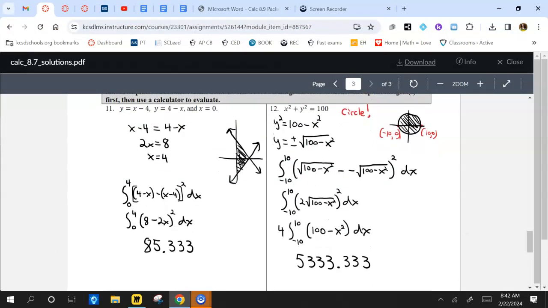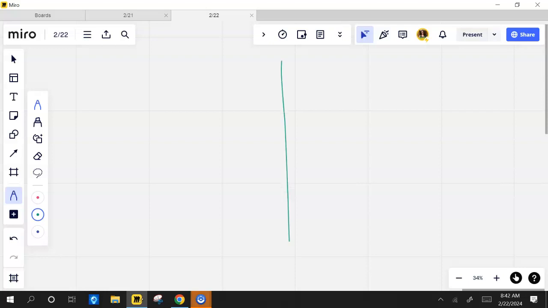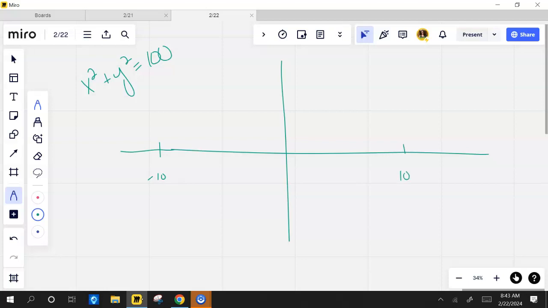X squared plus y squared equals 100. That's a whole circle, as opposed to half a circle. Let me tell you why. This is another geometry concept y'all should have gotten in geometry. This is the equation of a circle with a radius of 10. So it's x squared plus y squared equals r squared. That's the equation of a circle, so that gives you the whole circle.